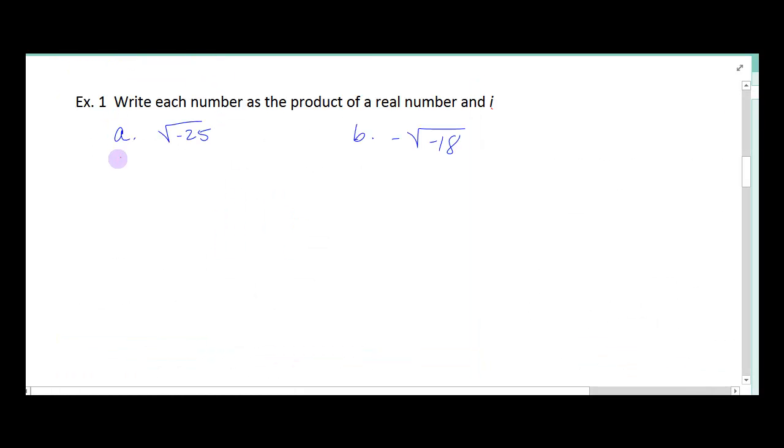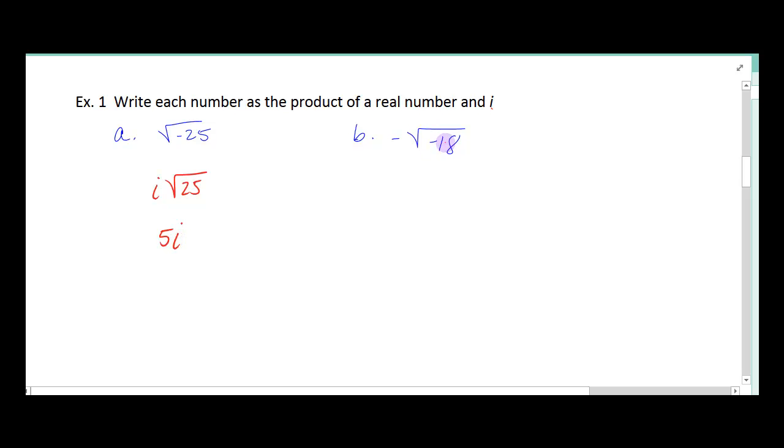So in this first example, we just want to practice writing a number as the product of a real number and letter i. So if I was looking at the square root of -25, when you first write these, let's take care of the negative portion, which comes out as just i, and now it's the square root of the number 25. I can take the square root of 25, and I know that that's just 5. So we write that as 5i.